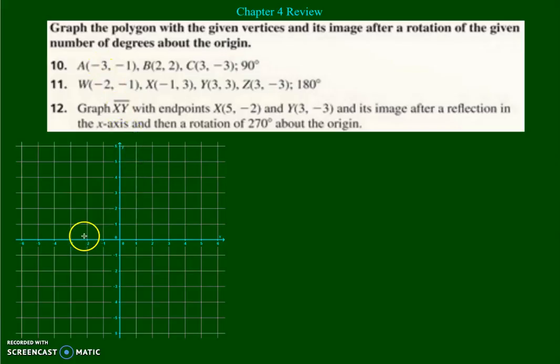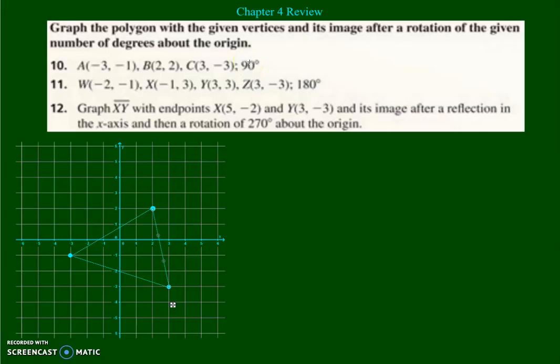So -3, -1. Then 2, 2. Then 3, -3. So there's our polygon. Let's go ahead and draw the segments. And now we're going to rotate this 90 degrees about the origin.